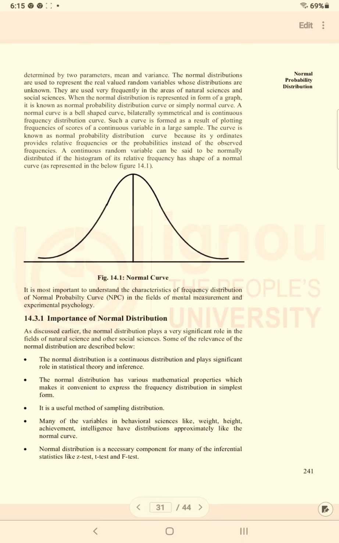It is a useful method of sampling distribution. Many of the variables in behavioral sciences like weight, height, achievement, intelligence have distributions approximately like the normal curve. Normal distribution is a necessary component for many of the inferential statistics like z-test, t-test and f-test.